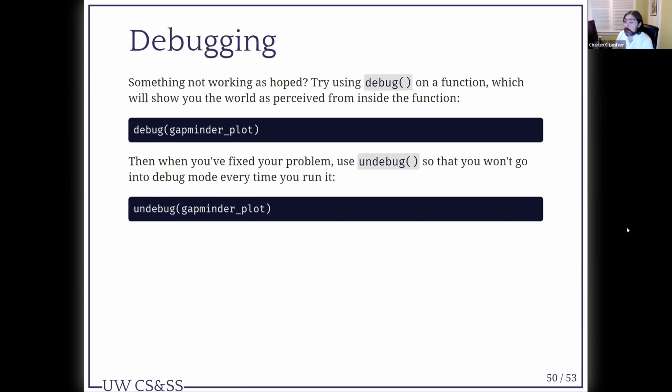So if something in your function isn't working the way you'd hoped, R has built-in debugging functions, which will sort of show you the world as it's happening inside the function. So if you took our gapminder plot function and you run debug on gapminder plot and then run the function, it will run every line of code inside that function step by step. So if you don't know where your function is breaking, you can debug it and run it and go until it breaks something. Once you've fixed it, make sure to turn debug off by saying undebug the function. Otherwise, it's always going to step through it piece by piece. You'll rarely need to use this, but it's good to know it's there.